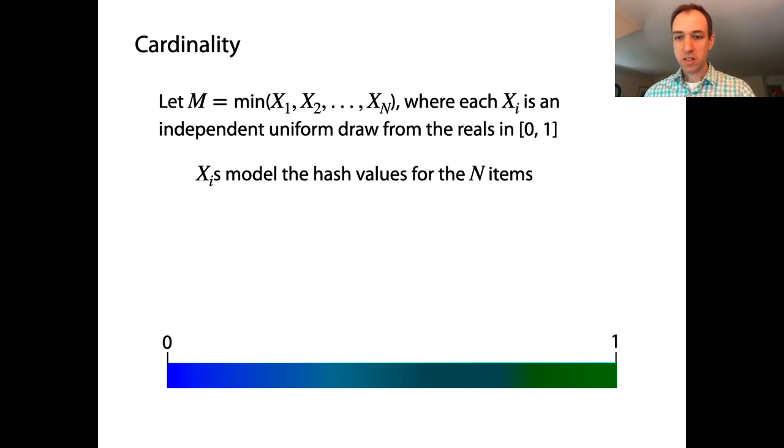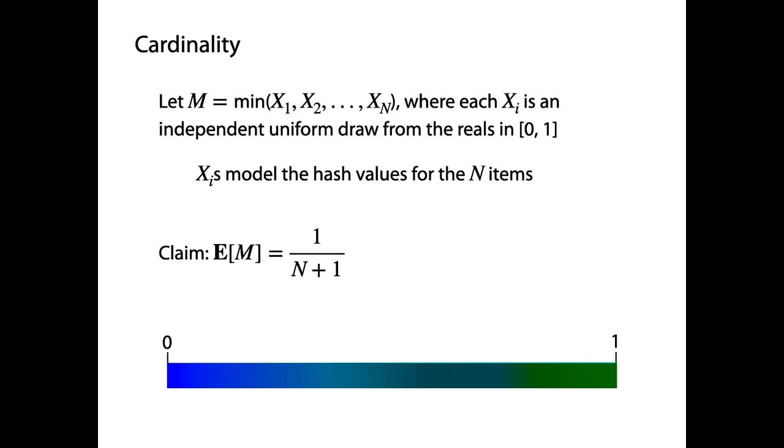Okay. And so the claim here is that the expected value of this random variable, big M, is the size of one of those partitions. So we said the N items partition up the interval from 0 to 1 into N plus 1 partitions. So we would like to argue that the expected value of big M is the size of one of those partitions, 1 over N plus 1, which would justify the way that we were estimating the cardinality from the minimum item. Okay, so let's work our way toward this claim.